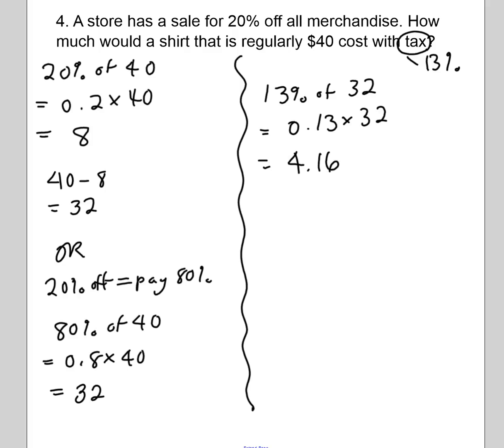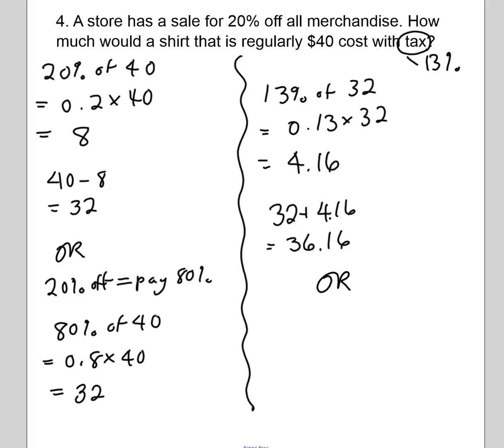Now, that doesn't mean that you're paying $4.16 for the shirt. Again, you need to stop and you need to think, does that make sense? Of course not. So that's how much the tax is. So the total of the shirt is our sale price plus our amount of tax, which will be $36.16.